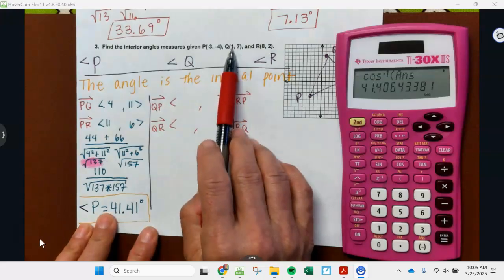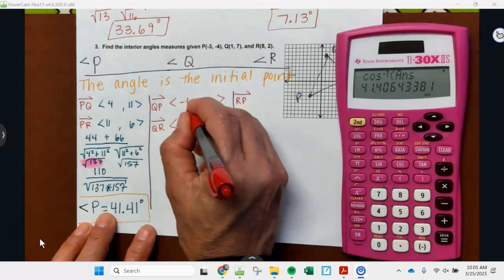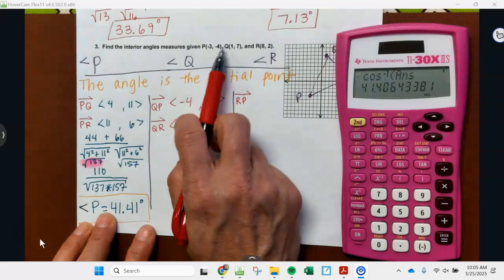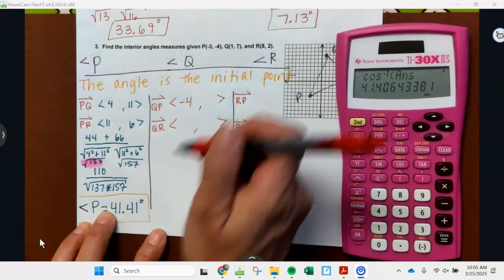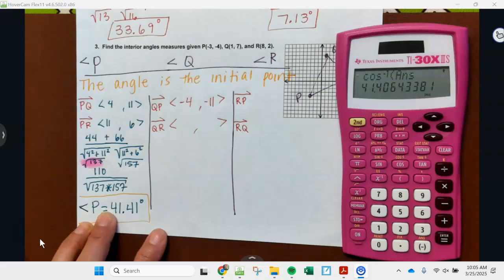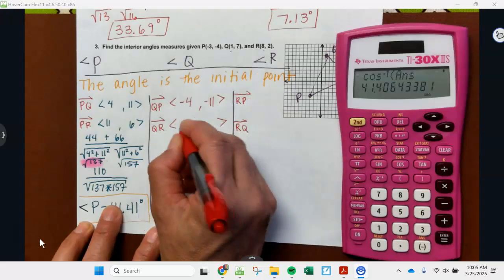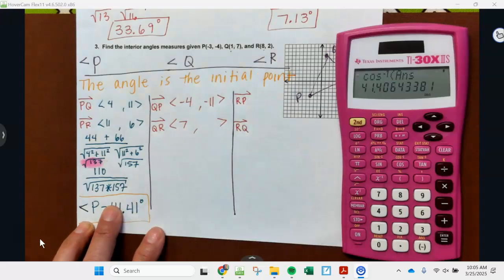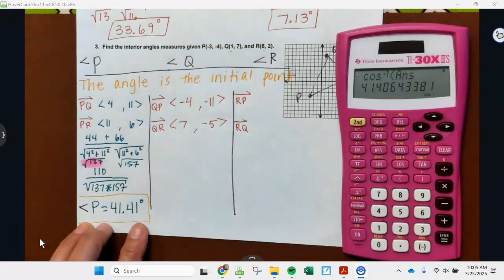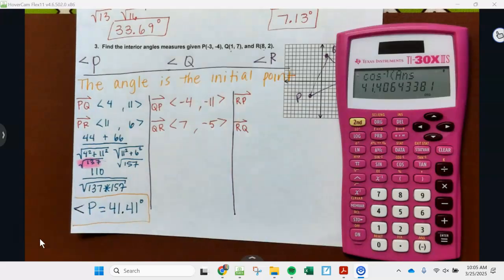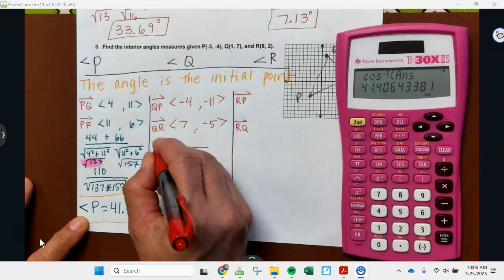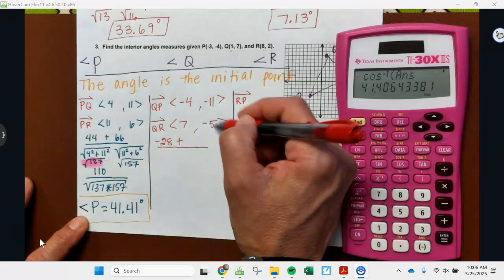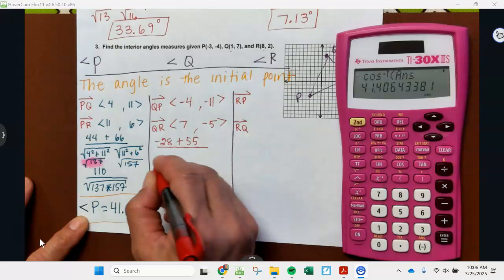Q to P this time. 1 to a negative 3, that's a decrease of 4, so negative 4. 7 to a negative 4, that's going to be a decrease of 11. Now Q to R, that's going to be an increase of 7 and a decrease of 5. All right, numerator time, dot product time. Negative 4 times 7 is negative 28, plus the product of the second components, that's a positive 55.